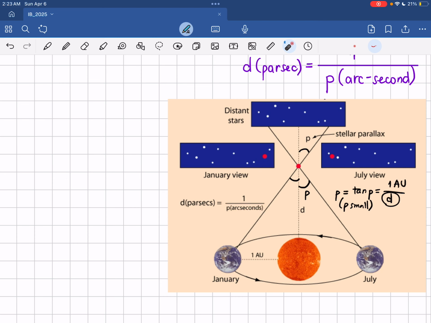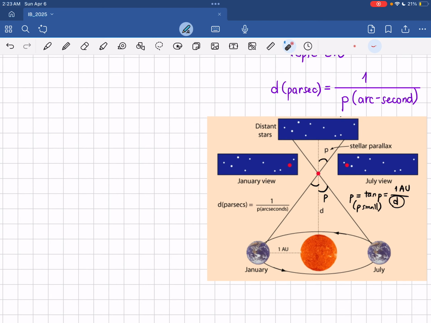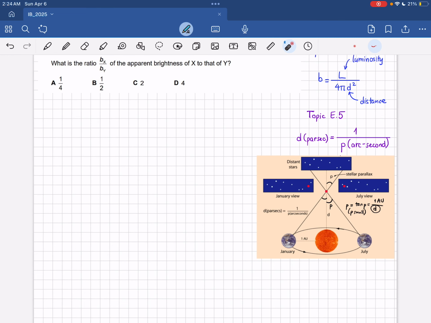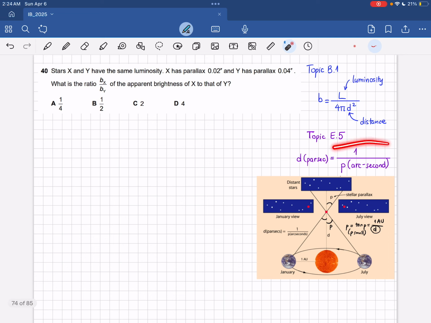Make sense, right? So basically, we can say that the distance has a relationship with the arcsecond angle here, which is an inverse proportionality, right? That's the equation that you can find in topic E5 if you're looking into the data booklet. And then for the apparent brightness.